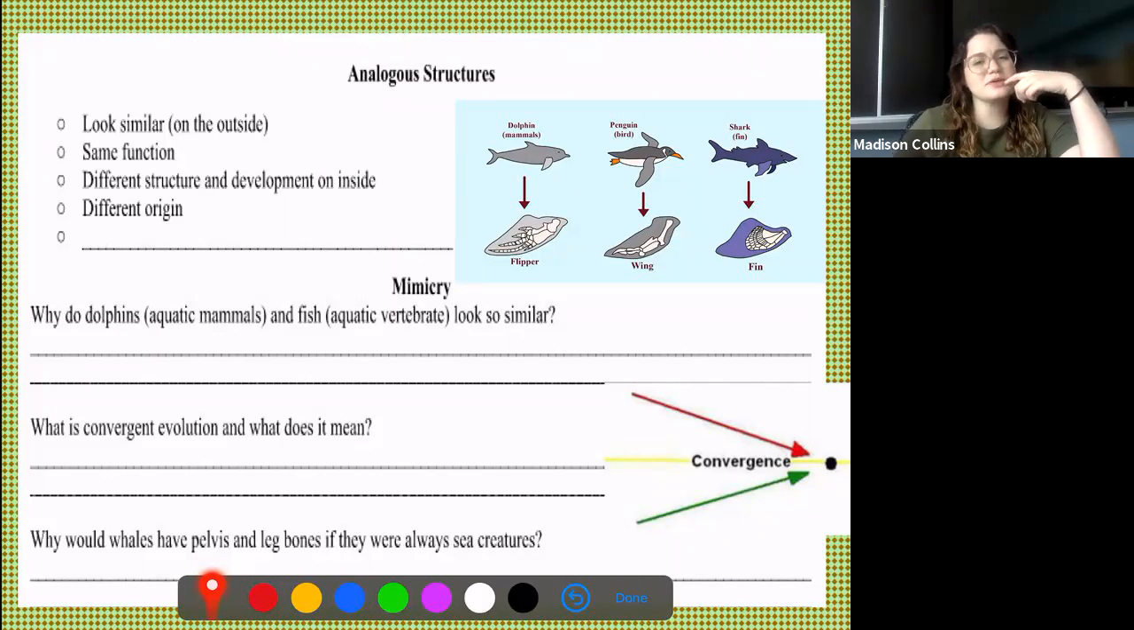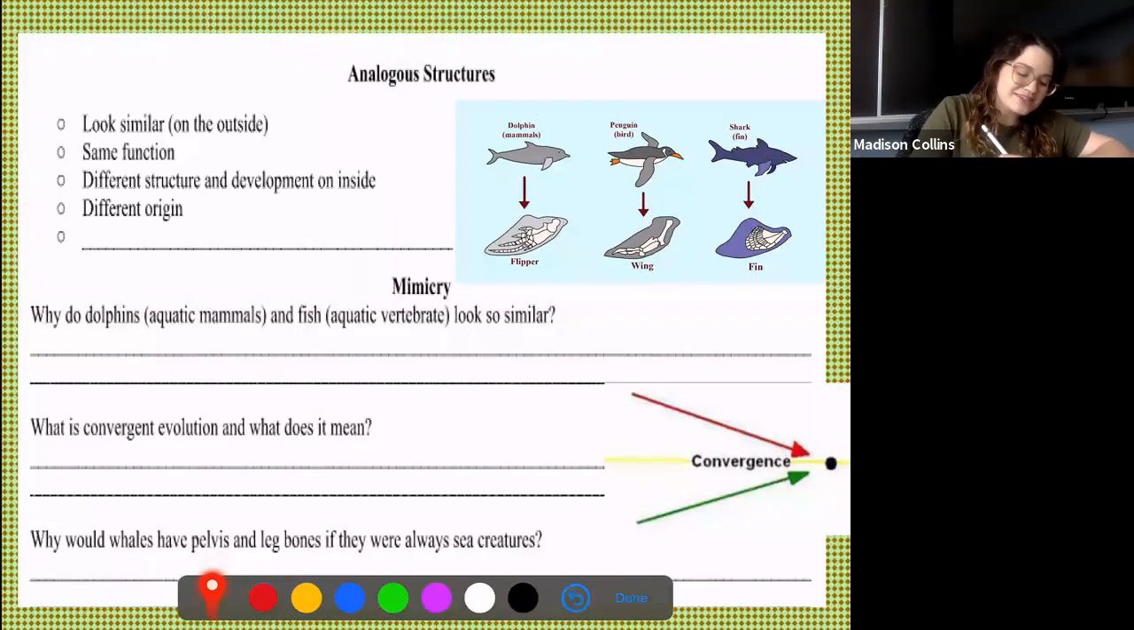All right, so if you look at this picture, we've got dolphins, we've got penguins, we've got sharks. They all have some variation of a fin, right? Dolphins have got flippers, penguins have got wings, and then sharks have got fins. They all look like pretty similar structures, but did these organisms necessarily evolve from the same ancestor, right? Dolphins are mammals, penguins are birds, and sharks are fish. Those are all really different organisms.